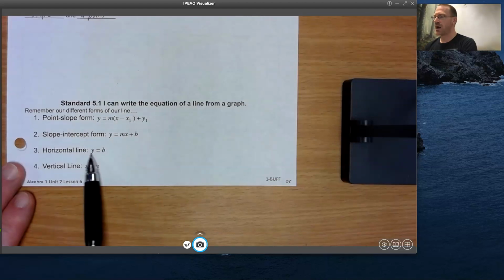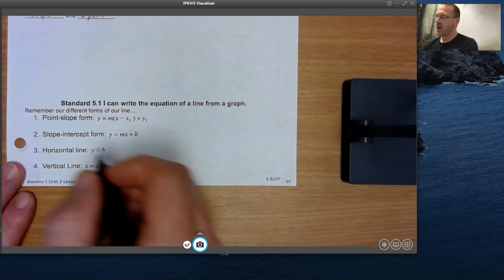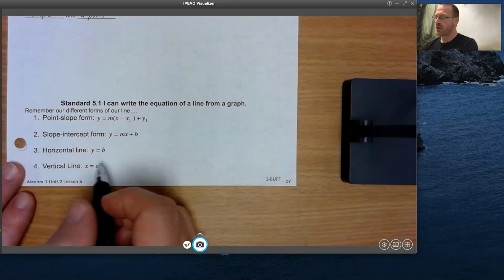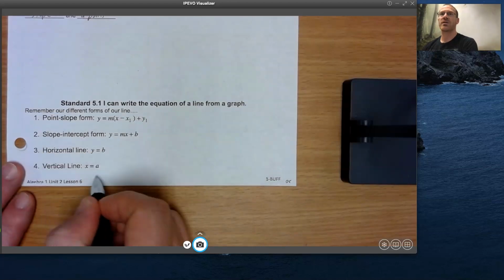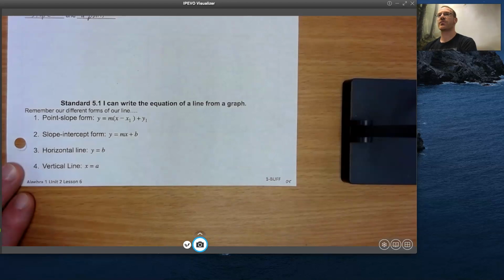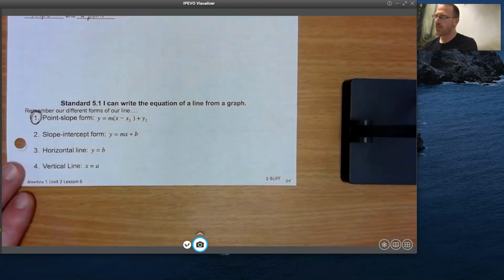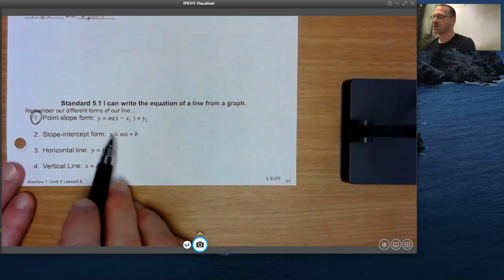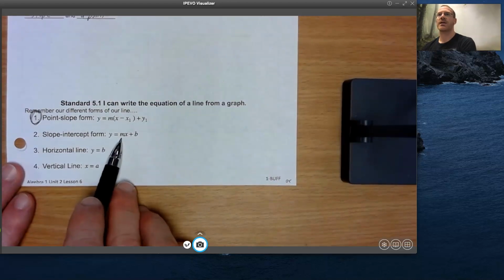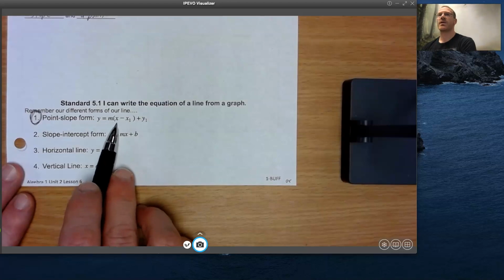And then our horizontal lines are y equals b. And then our vertical lines are x equals a. All right? So what I'm going to tell you is if you have a horizontal line or vertical line, you can jump right to these. For everything else, any other line that has some kind of tilt to it, we always want to start with point slope form because it will naturally simplify to this. All right? So if you always do this, you'll be fine.